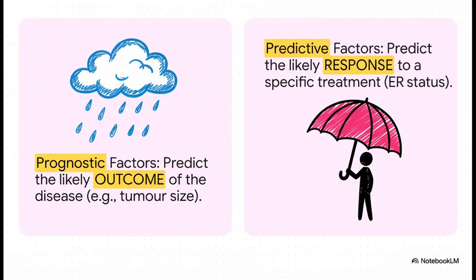And first, we need to be very clear about 2 words that students always mix up: prognostic and predictive. A prognostic factor, like tumor size, just gives you the likely outcome of the disease itself. It's like a weather forecast, right? Rain or sun. A predictive factor, like ER status, tells you how the cancer will respond to a specific treatment. It tells you if your umbrella will actually work in the rain. And sometimes, as we'll see, a factor can be both.